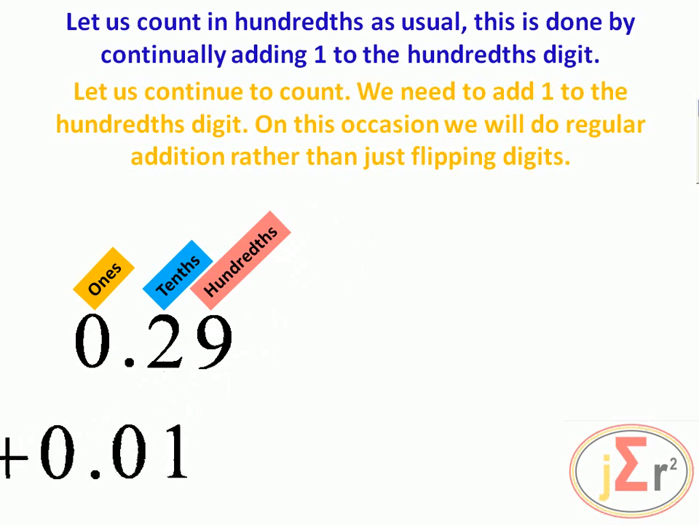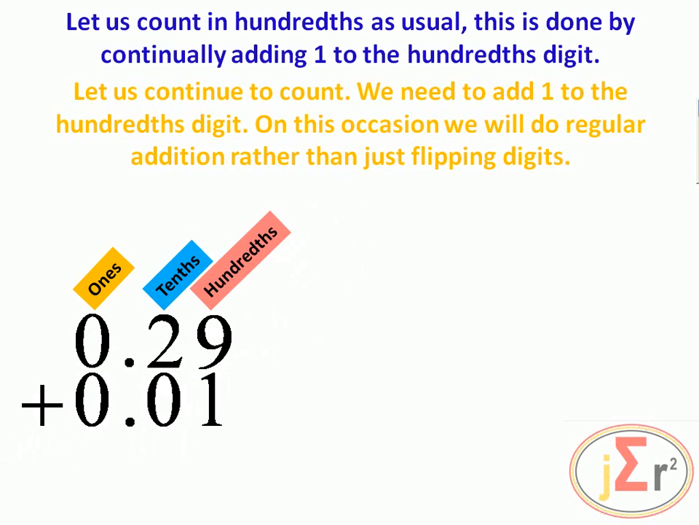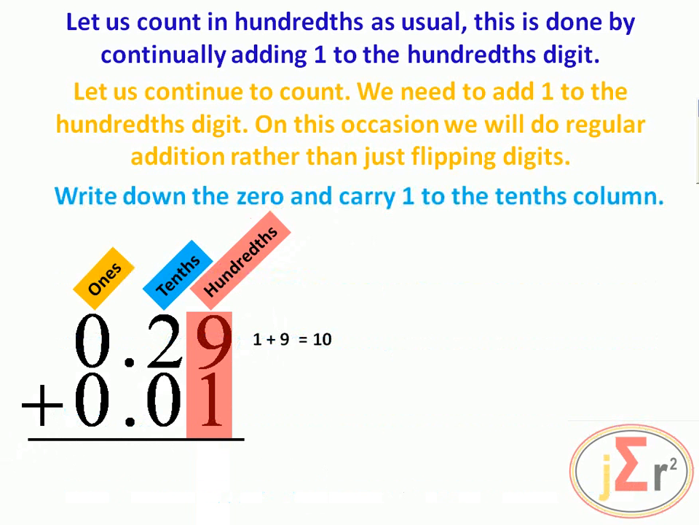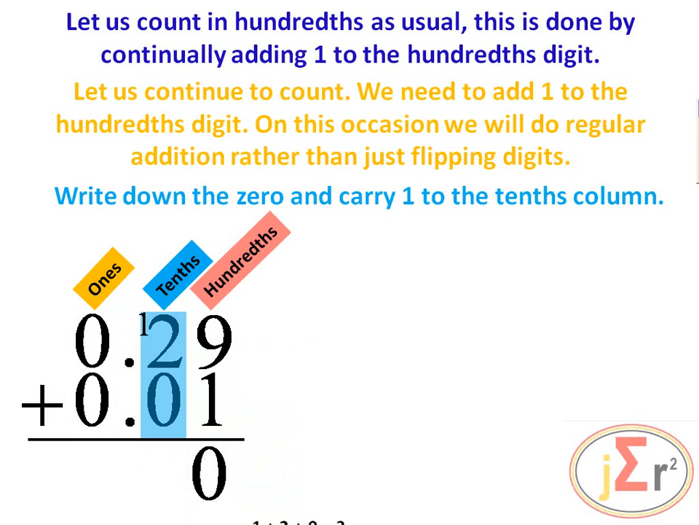So we will just make sure that we do regular addition. What happens? 1 plus 9 is equal to 10. And we do what? Put down the 0 and carry the 1. 0 will go right there, and the 1 will be carried. And then we have 1 plus 2 plus 0, and that's equal to 3.